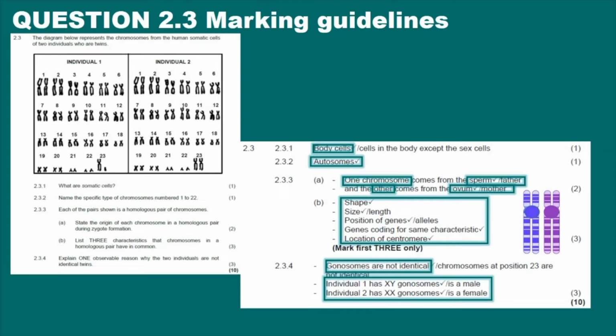So if you go back to question 2.3.3, you'll see I added 2 homologous chromosomes. I just made them 2 different colors. So for example, let's say the blue comes from the dad and the purple from the mom. You will see that the centromeres, the location is the same. The locus of the alleles are the same. They will carry the same genes. It's the same length and the size, and the shape is also exactly the same.